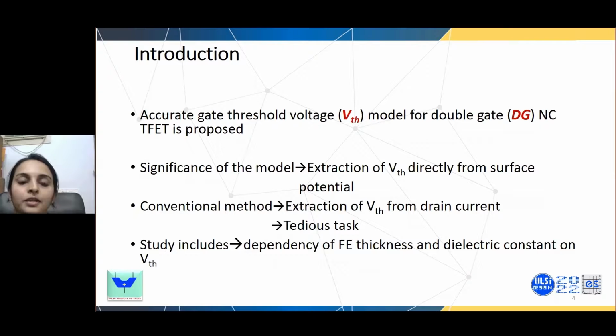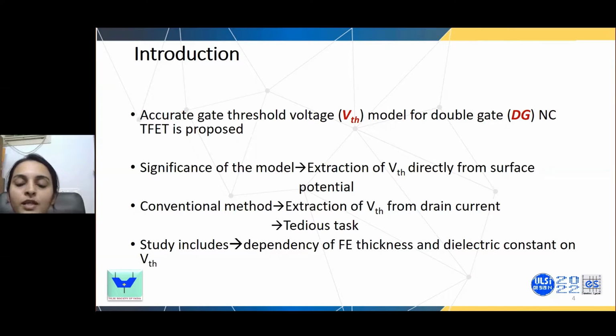A very important electrical parameter for a solid state device is the threshold voltage. In the case of TFET, we have two threshold voltages, a gate threshold voltage and a drain threshold voltage. But in our work, we have modeled only the gate threshold voltage. So this work is an accurate gate threshold voltage modeling of a negative capacitance double gate TFET. And this model is very simple.